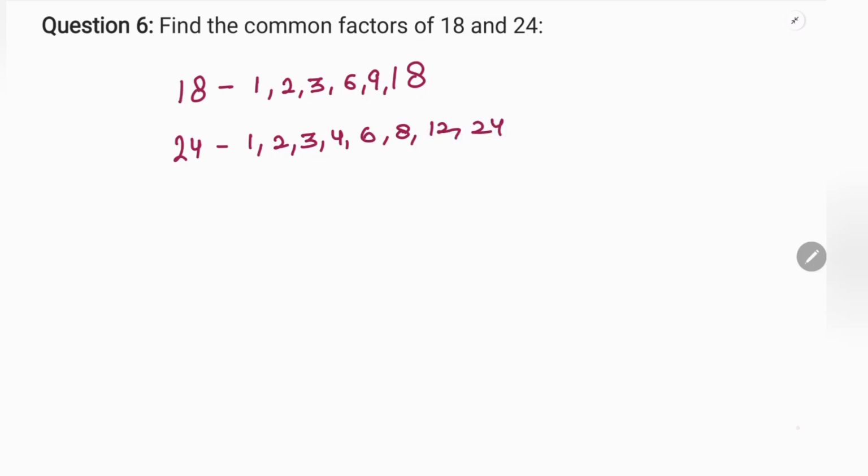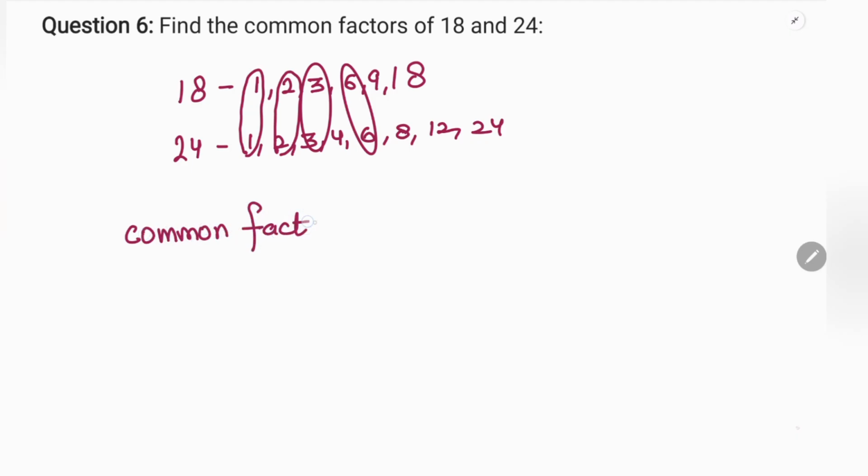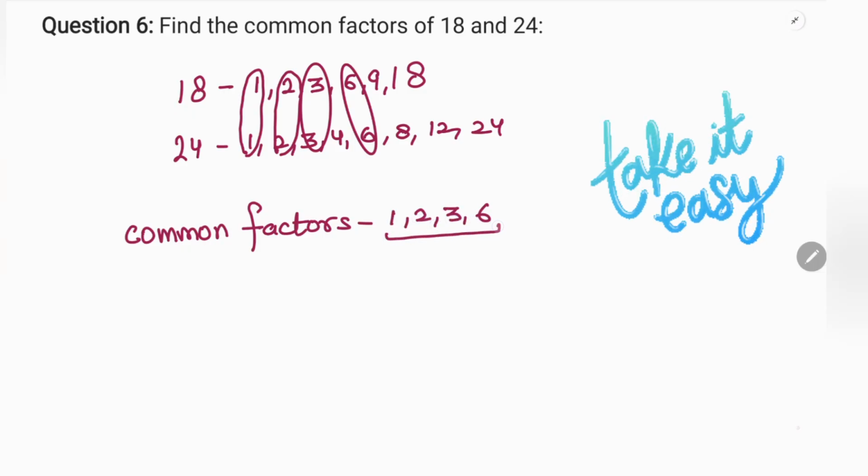Common means those numbers which divide both 18 and 24. Like 1 is common, 2 is common, 3 is common, right? And then 6 is common. Do we have any other common factor? No. So I will write here common factors. Okay. Common factors are 1, 2, 3, 6. Okay. These are common factors.